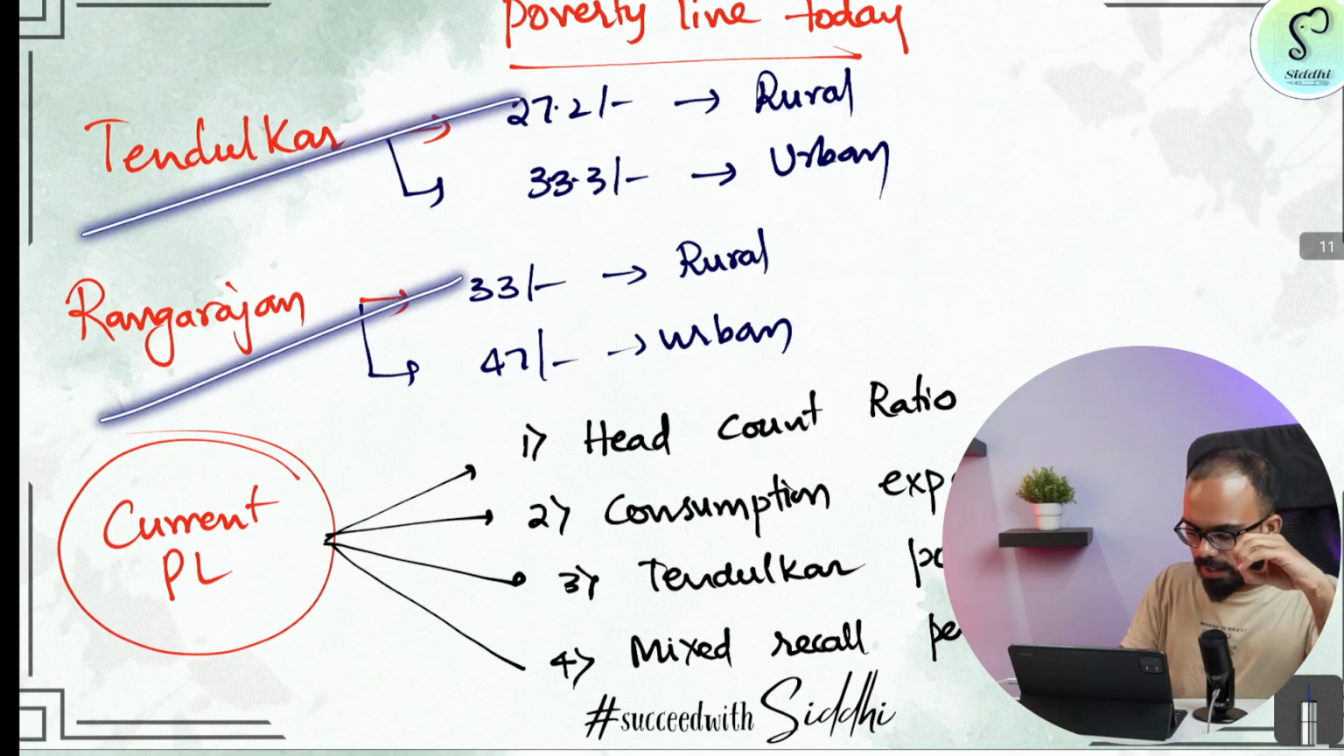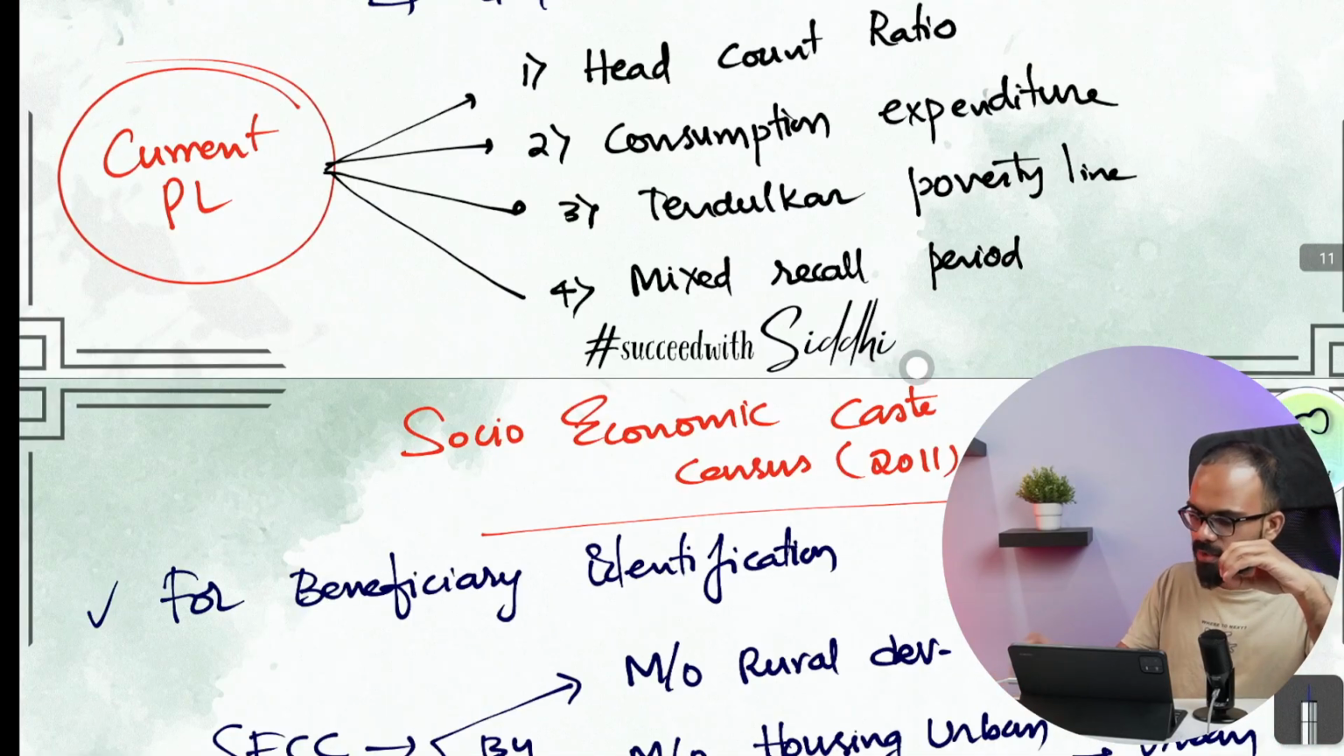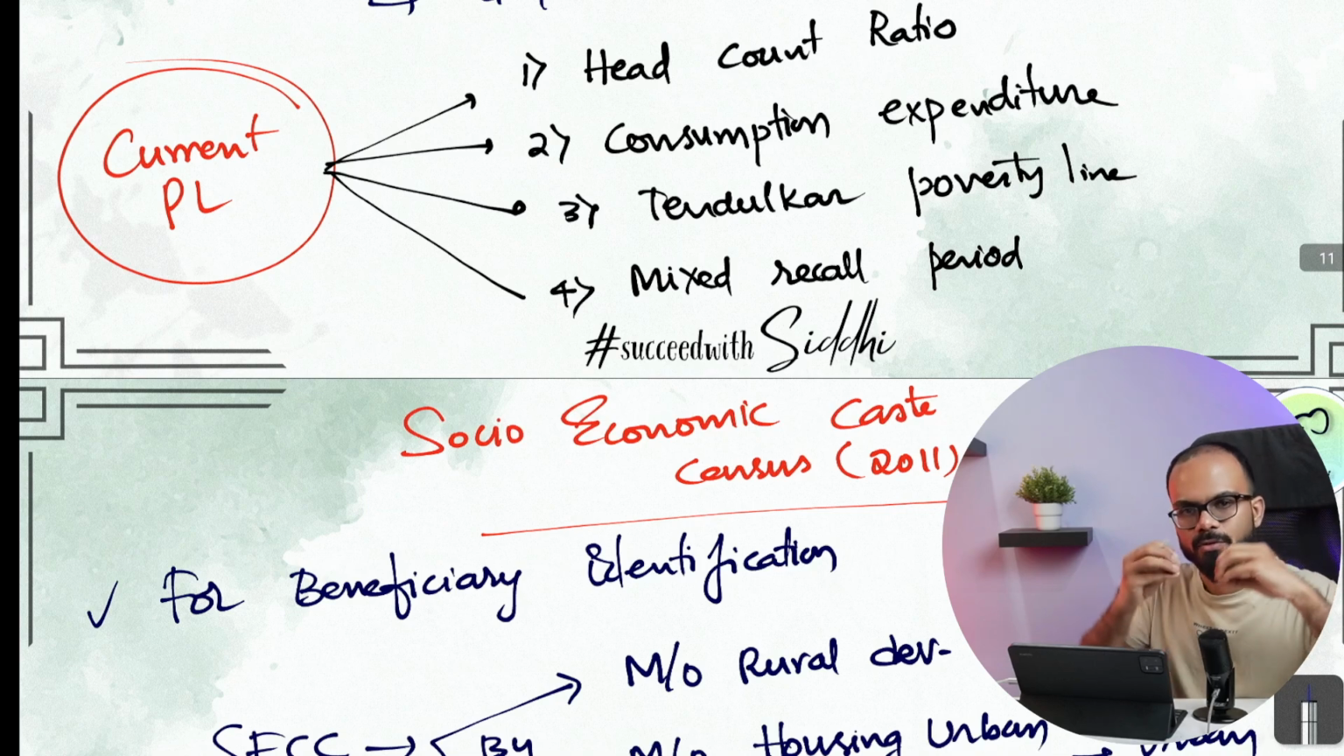So this is about the Tendulkar and Rangarajan committees, and the current poverty line basket is based on head count ratio, that is the number of people that are really there, consumption expenditure, and a Tendulkar poverty line. So the current poverty line basket is a mix of various things. No single line is followed.